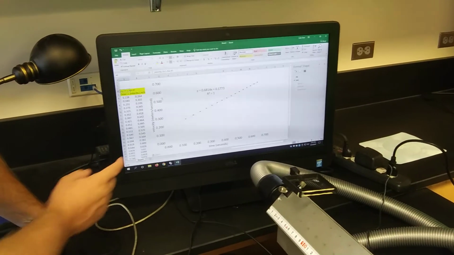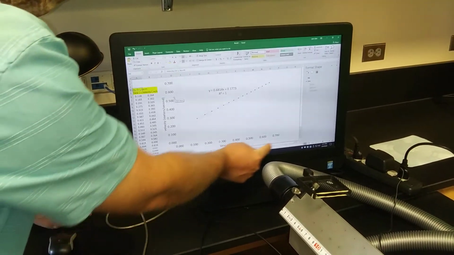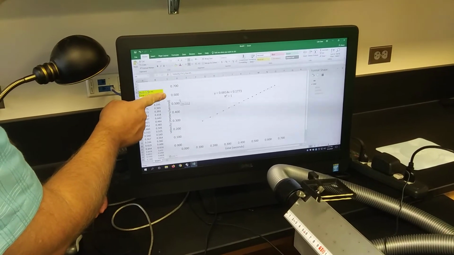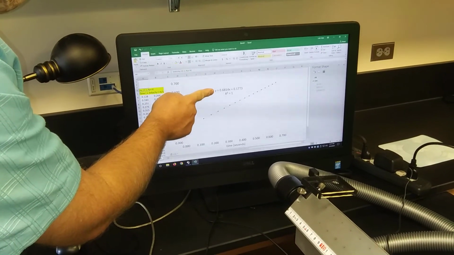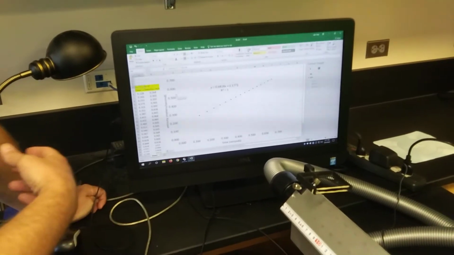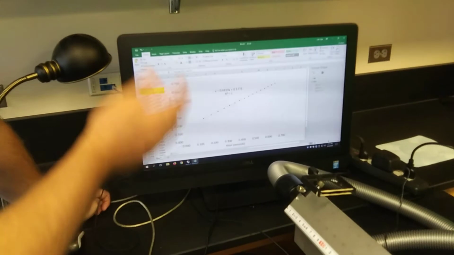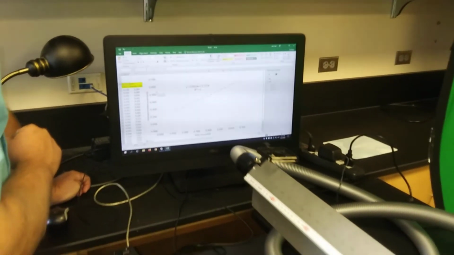And so what is this data? Here we have the time in seconds, and this is the velocity in meters per second, and this is the trend line. So from this information, hopefully you can get an experimental value of the acceleration, and then you can compare that to the theoretical value. That's it.